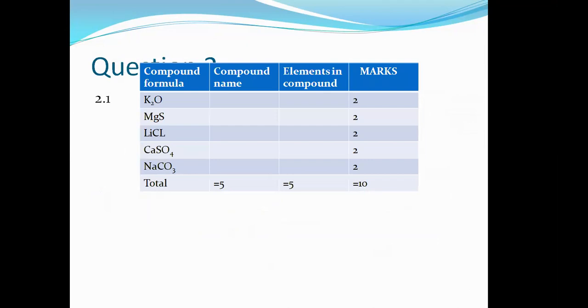Question 2, I'm sorry, my slide moved. I don't know what happened, but everything that you need to see is there. 2.1. You've got a compound and a formula there. So you need to give a compound name and the elements in the compound. So you're going to write, what do we call that? K2O, as in the compound name. Then you write the elements that make up that compound. Let us write, grade 9s.